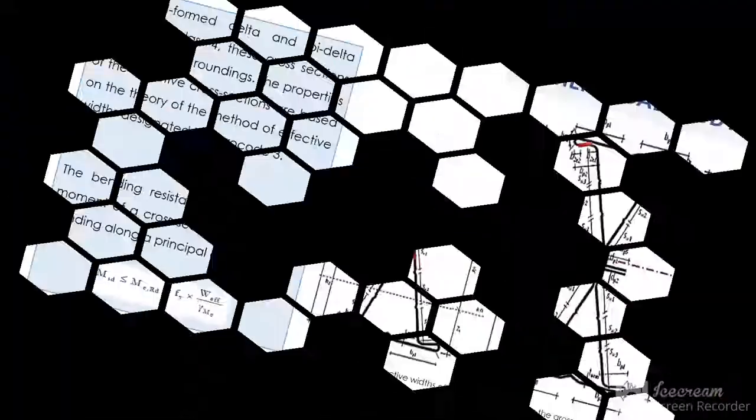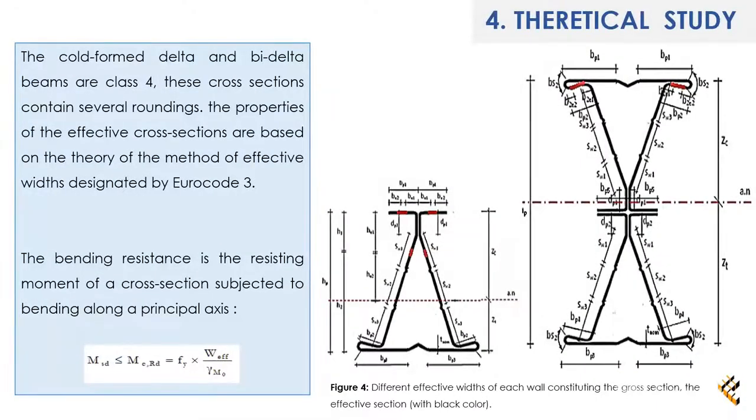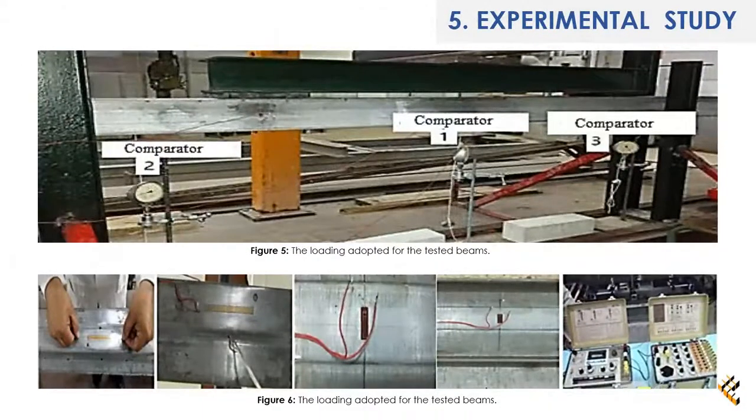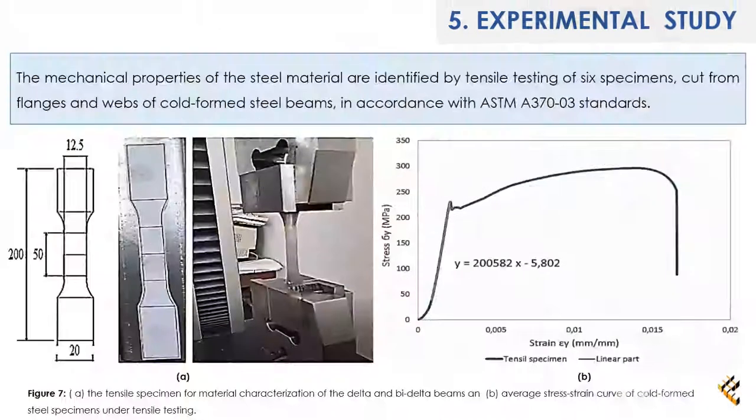Theoretical study. The properties of the effective cross sections, class 4, are based on the theory of the method of effective width designated by Eurocode 3. The measuring equipment for the experimental study is composed of 3 comparators for the measurement of the displacements. The deformations are measured with the help of gauges glued to the upper and lower flange and the web. The mechanical properties of the steel material are identified by the tensile testing of 6 specimens.